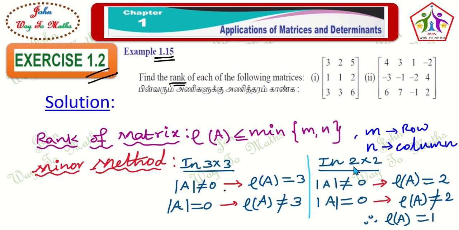Next I'm going to check the 2 by 2 matrix. If the determinant value does not equal 0, then the rank becomes that order, 2. In case the determinant value is equal to 0, the rank of the matrix does not equal 2, therefore the rank of the matrix is 1. First I am going to check the first subdivision.